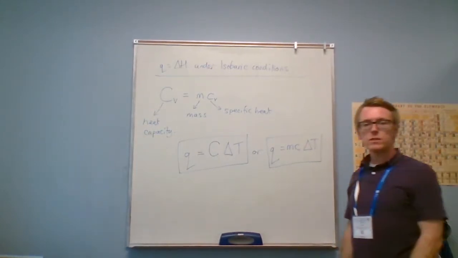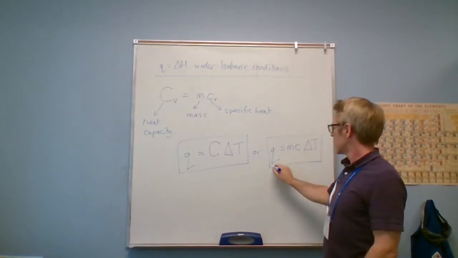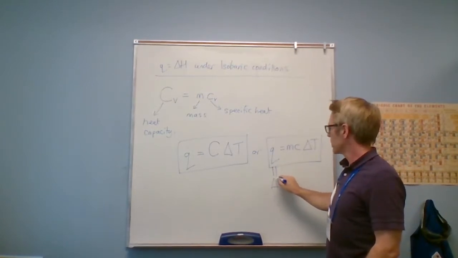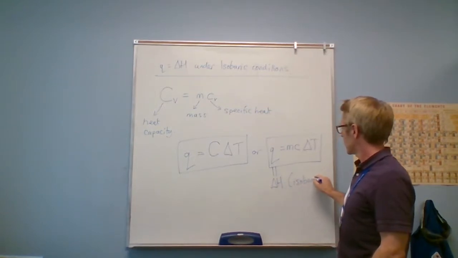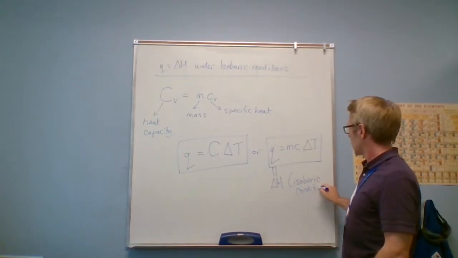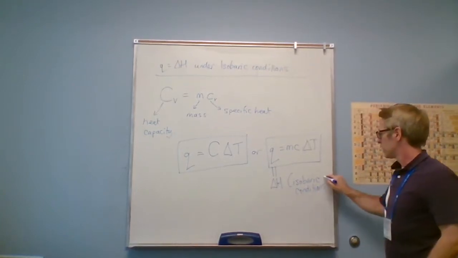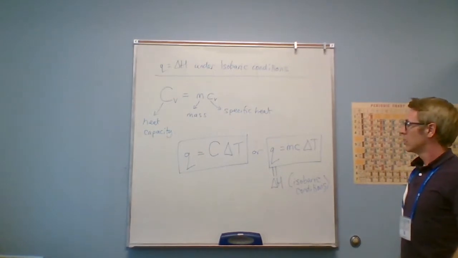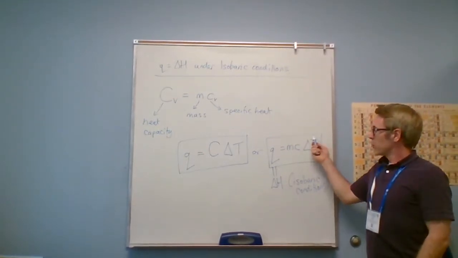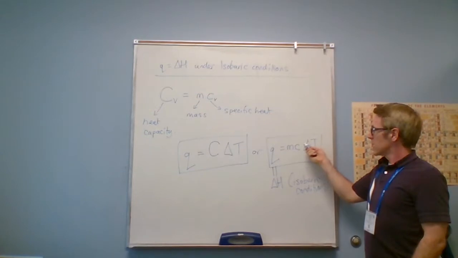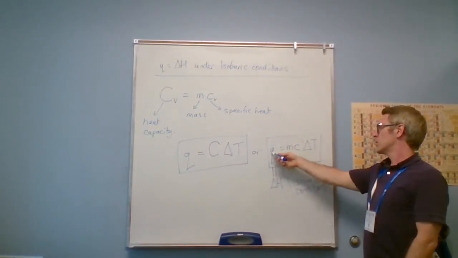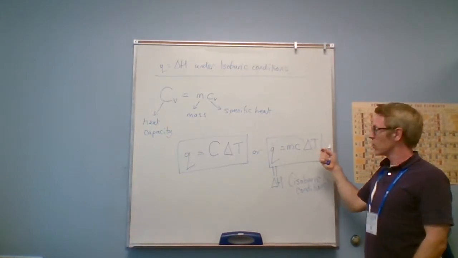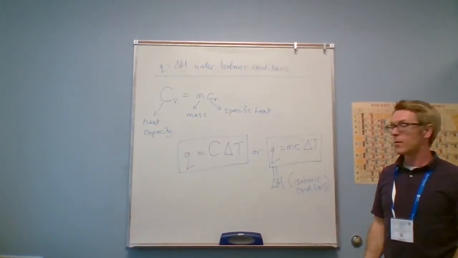Remember, if we impose isobaric conditions, we can link this with enthalpy change. So typically in the lab, we'll measure a temperature change and link it to heat. You can't measure heat, but you can link it to something you can measure, so we can measure temperature change with a thermometer.